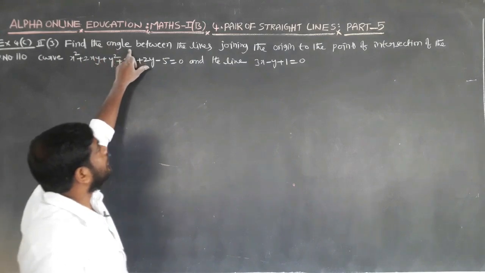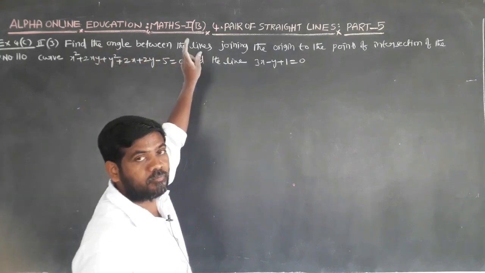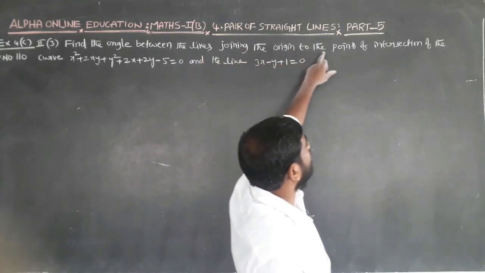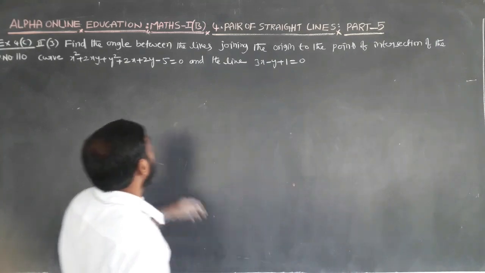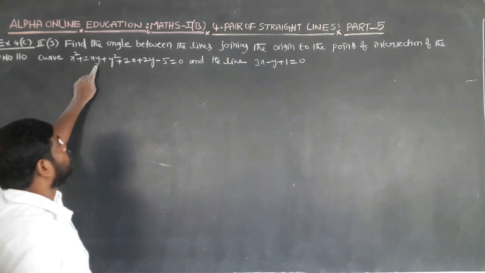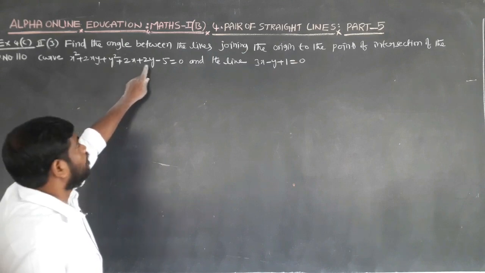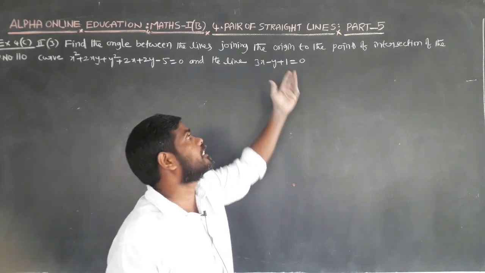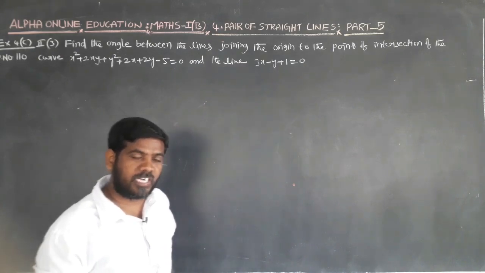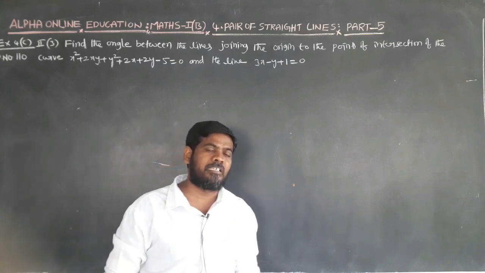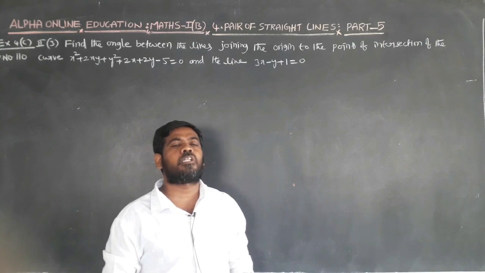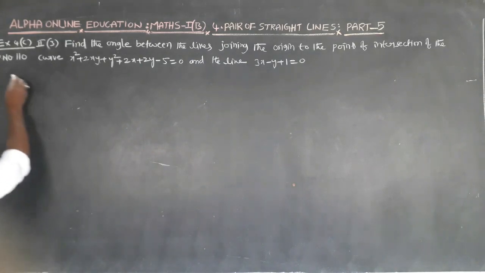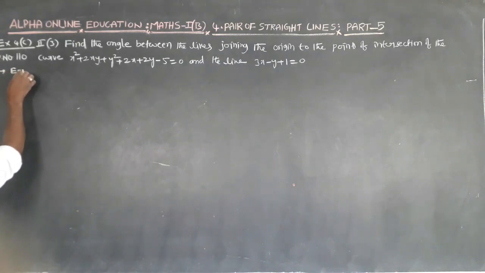Find the angle between the lines. Find the angle between the lines joining the origin to the points of intersection of the curve x square plus 2xy plus y square plus 2x plus 2y minus 5 is equal to 0, and the line 3x minus y plus 1 equal to 0. Here find the angle between the lines joining the origin to the points of intersection of the curve and the straight line.